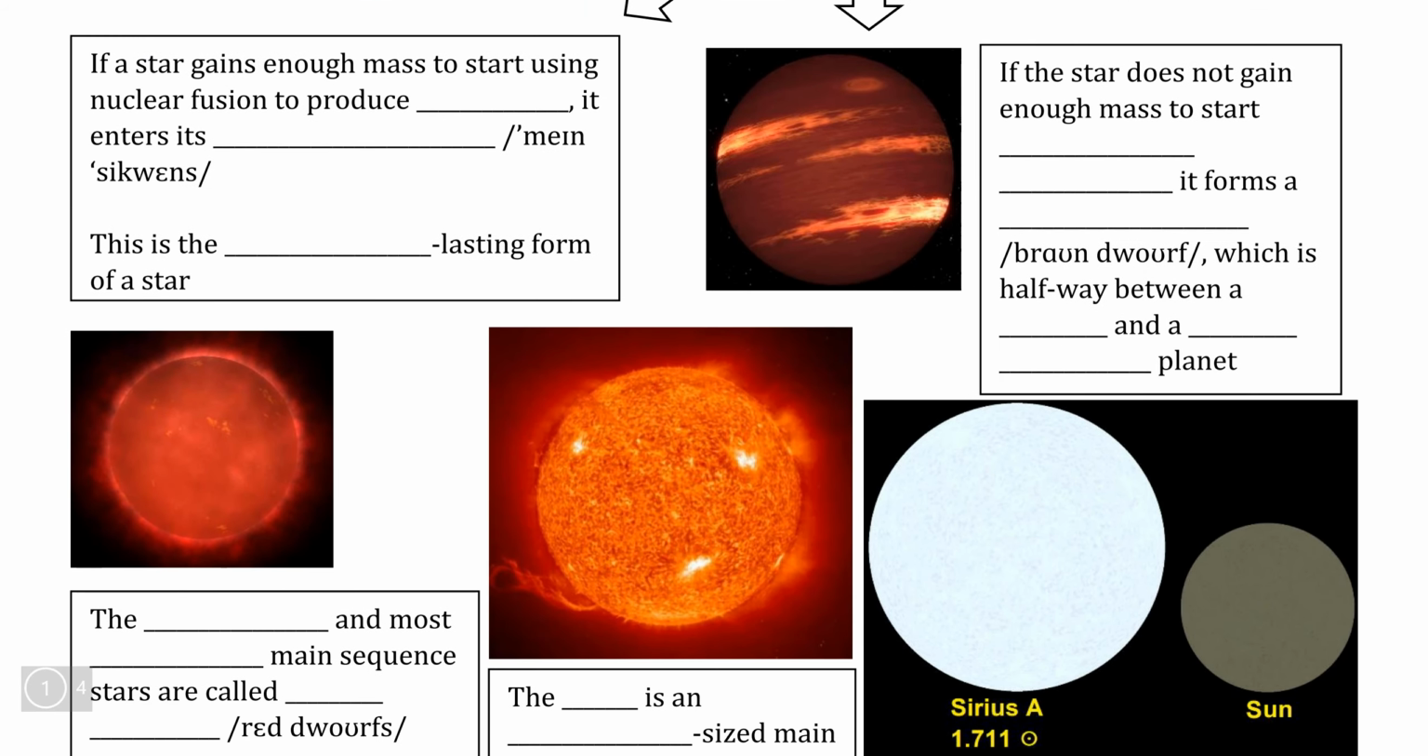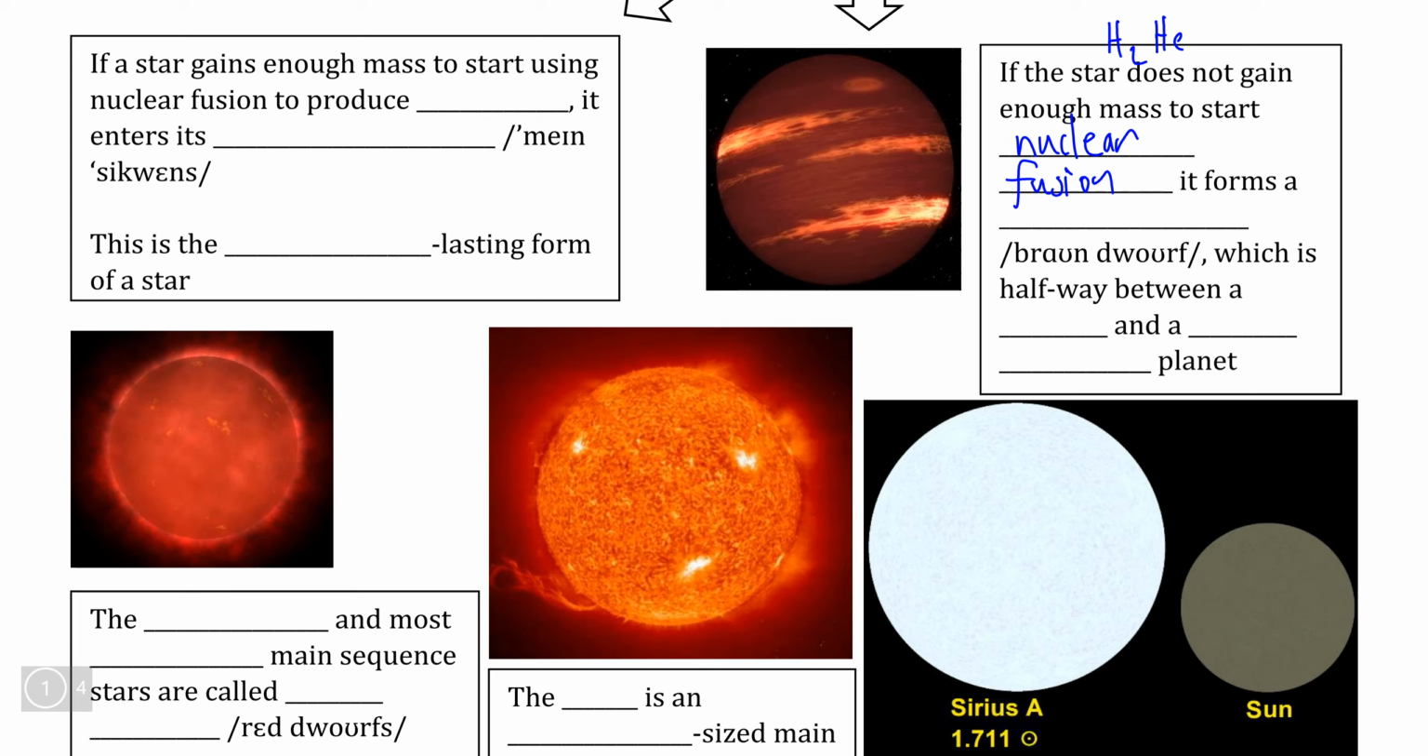Now, whether the protostar successfully forms into a true star depends on whether the star accumulates enough mass, that being enough hydrogen and helium gas, in order to start the reaction that a star uses to produce energy, that being nuclear fusion.